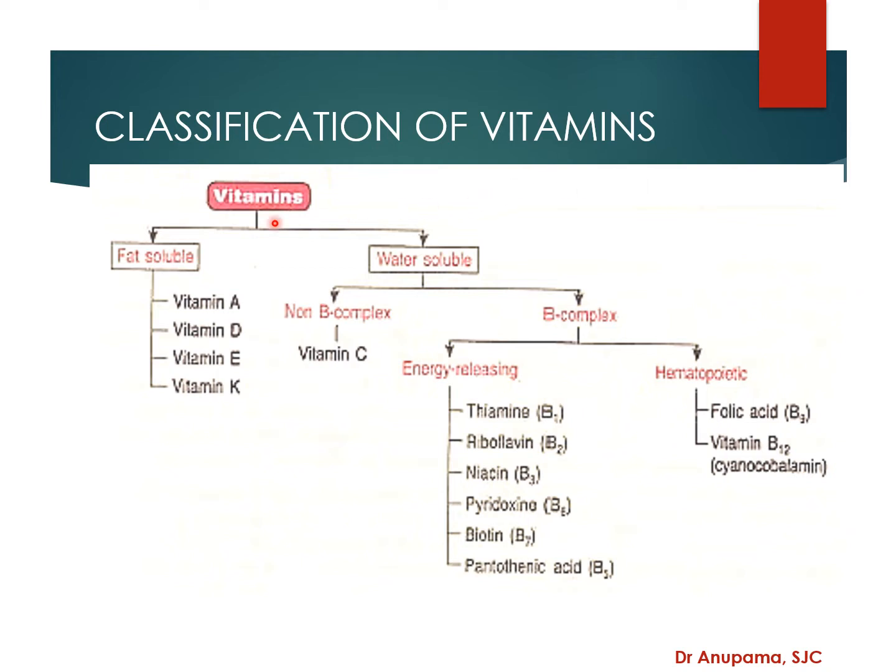Classification of vitamins. So here we have fat-soluble vitamins and water-soluble vitamins. Fat-soluble vitamins are vitamin A, vitamin D, vitamin E and vitamin K, while water-soluble include the non-B complex vitamin, vitamin C, and the B complex vitamins. Again, the B complex vitamins include energy releasing and hemopoietic vitamins. Energy releasing include thiamine, vitamin B1, riboflavin, vitamin B2, niacin, B3, pyridoxine, B6, biotin, B7, pantothenic acid, and then hemopoietic include folic acid and vitamin B12, which is cyanocobalamin.